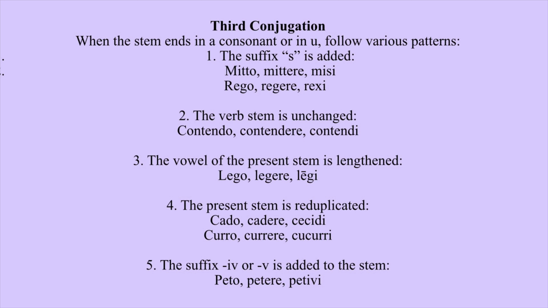Sometimes, as we see in example number 4, the present stem is reduplicated. So that's how cado, cadere becomes cecidi, or curro, currere becomes cucurri. And our last pattern for the day is that sometimes we will see the suffix IV or V added to the stem. For that, we can remember our example, peto, petere, petivi. But if you're ever at a loss, just remember to go to your dictionary, and the third principal part will give you the information you need to conjugate any verb.